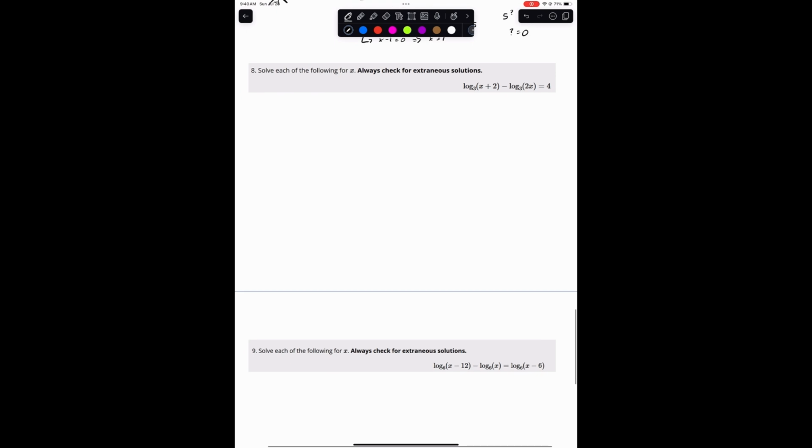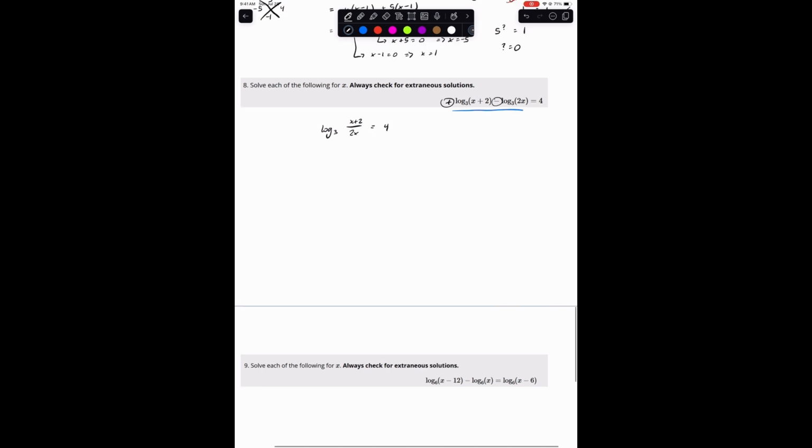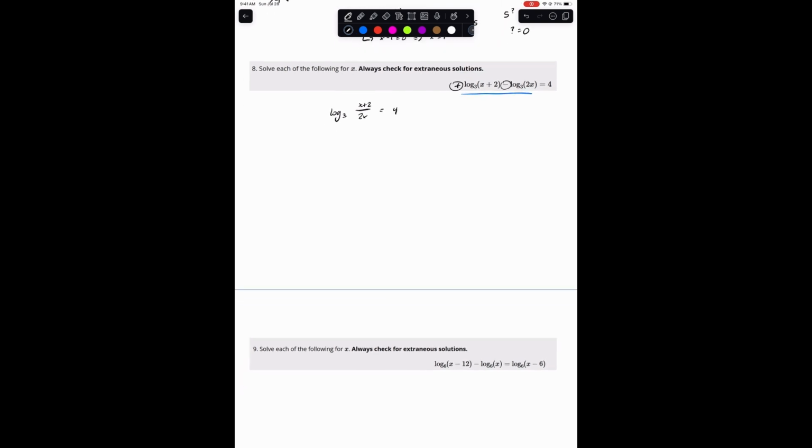All right, for number 8, we're going to be solving for x. Same base, so we're going to combine these. Log base 3, and we get x plus 2 on top because there's a plus sign here, and a minus sign here, so we have the 2x on the bottom. And we'll make that equal to 4. We rewrite this as an exponential.